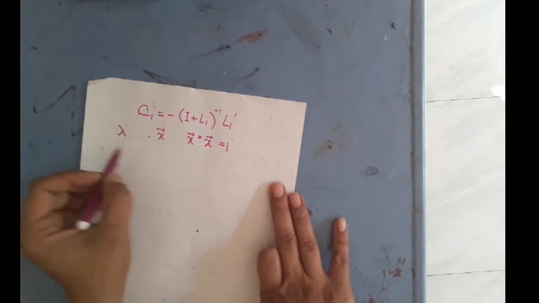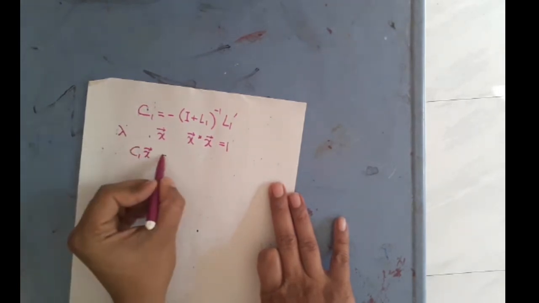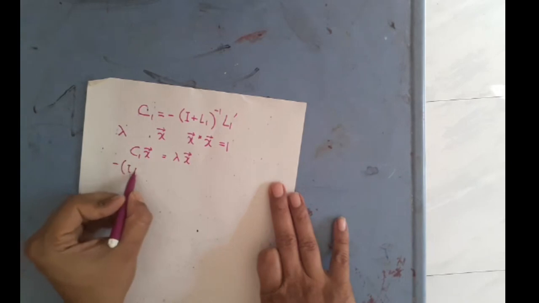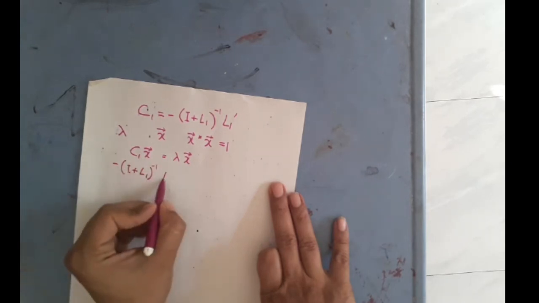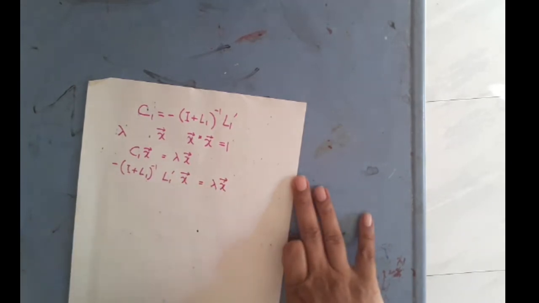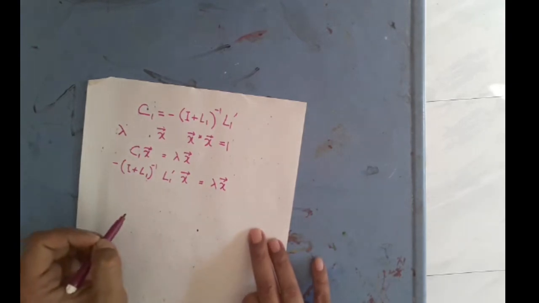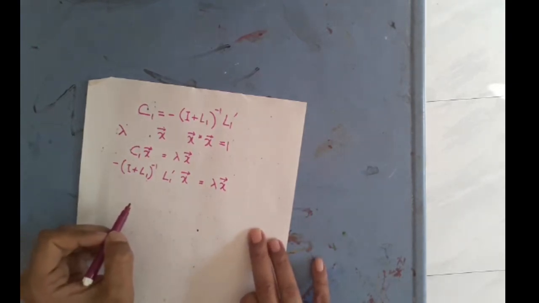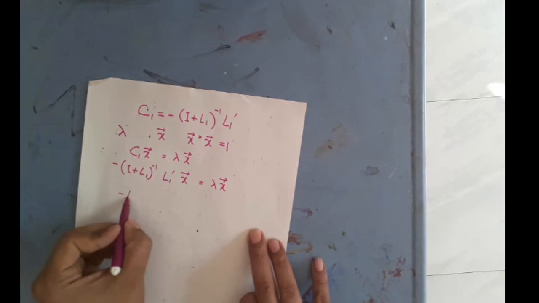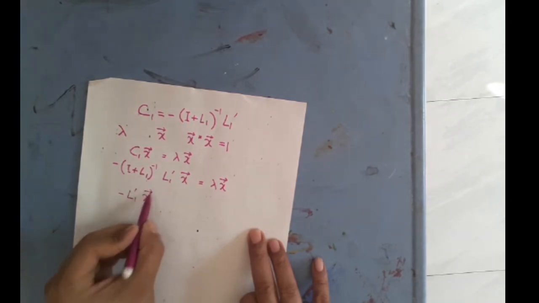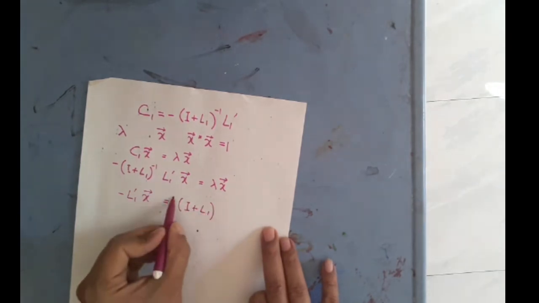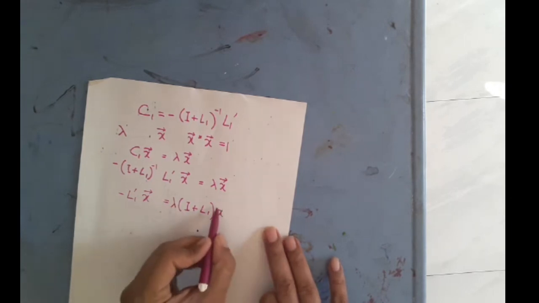So this means that we have C1 x is equal to lambda x, and that means (I plus L1) inverse L1 prime x is equal to lambda x. Now what I shall do is this. I will take this on that side. So minus L1 prime x is equal to (I plus L1) lambda, here it's a scalar, x.